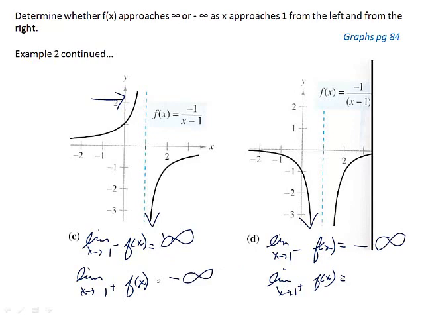All right, on D, Martina, what are we approaching from the left? Negative infinity. Good. Jamie, what are we approaching from the right? Positive or negative? Negative. Good. Hopefully you got them correct. Let's go ahead and move to the vertical asymptote definition.